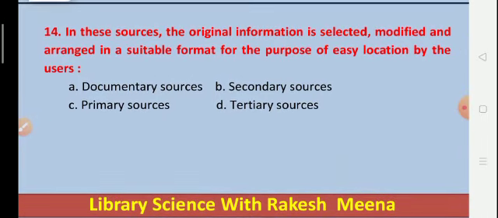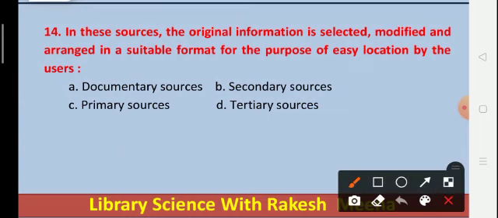Next is question number 14. In these sources, the original information is selected, modified and arranged in a suitable format for the purpose of easy location by the users. Option A is documentary sources, option B is secondary sources, option C is primary sources and option D is tertiary sources. So guys, tick the correct answer for that question. The correct answer is option B, secondary sources of information and data.